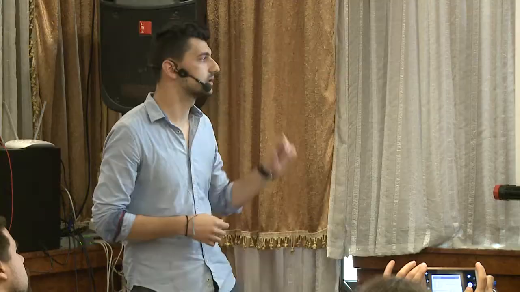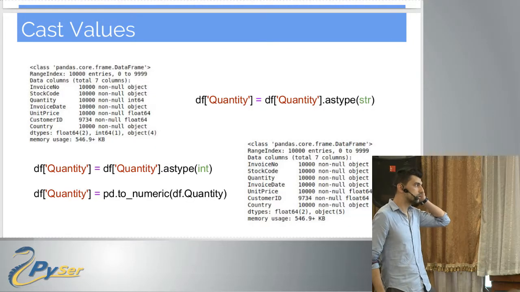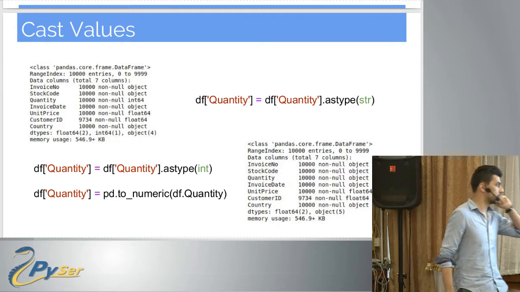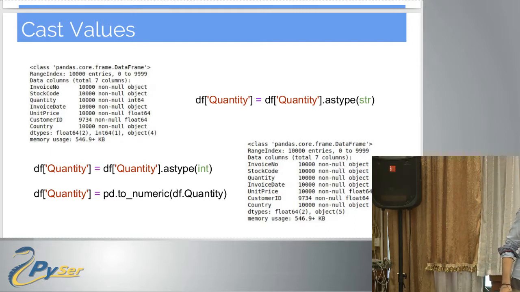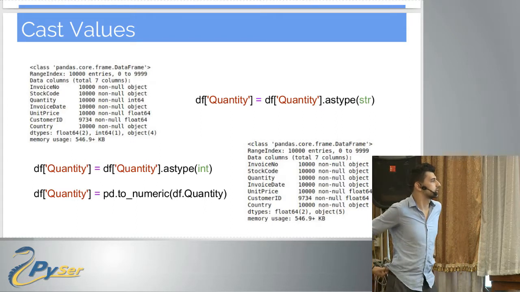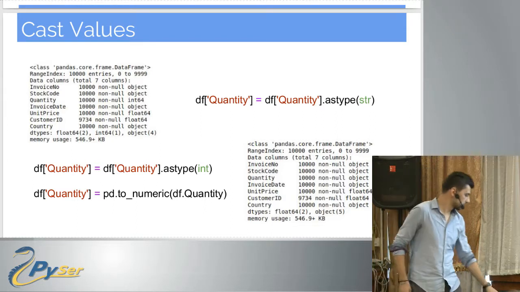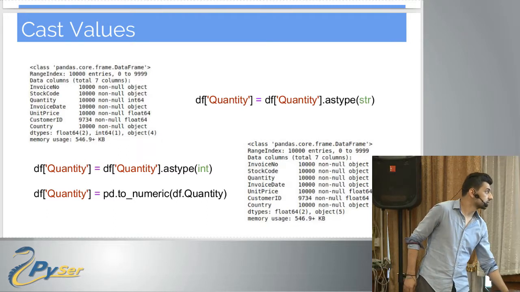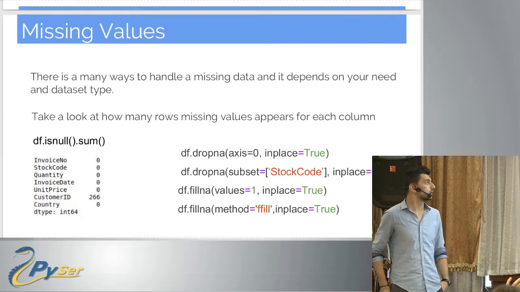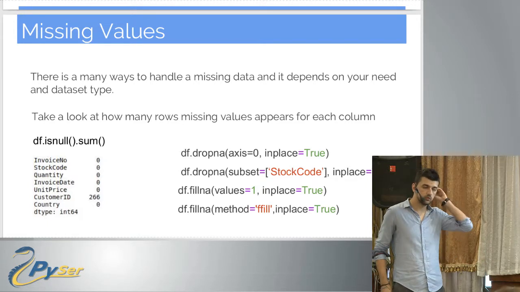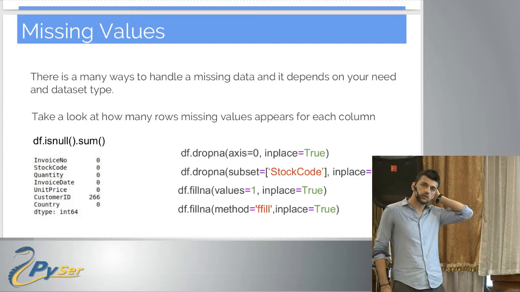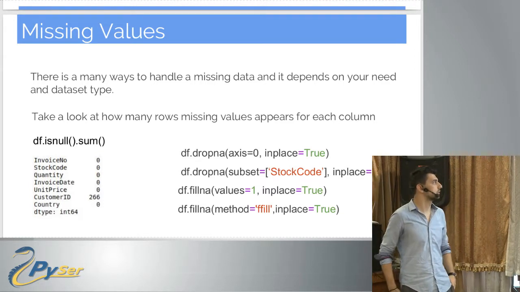Just to return to this, you can see all columns have a total of 10,000 values, except customer ID. It has a little fewer, so there are missing values. So it is very important to handle missing values. The way you are going to handle missing values depends on your data set and what you want to get from your data set.